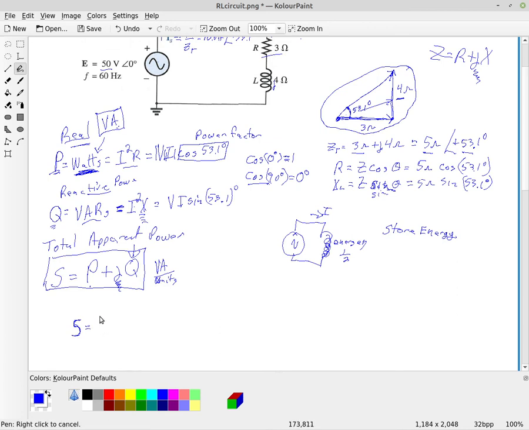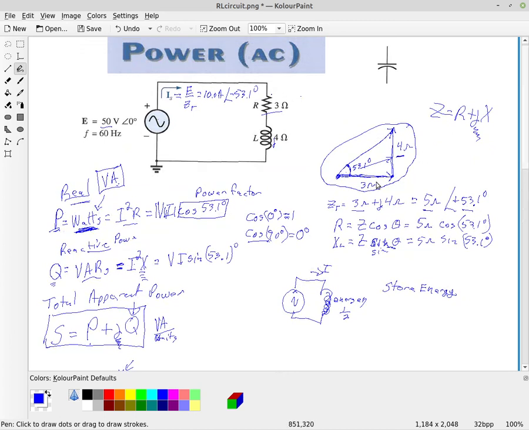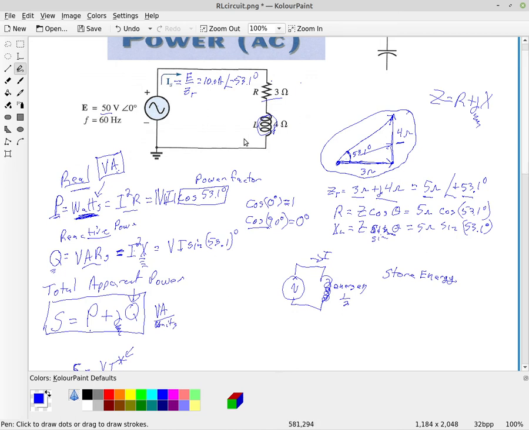All right, so now one way to calculate S, the total power, theoretically should be the voltage times the current, I. V times I. However, what they do is they put in the conjugate here. The reason for that is because, remember, in our circuit, the inductance was plus J4, and therefore the current had a minus 53-degree angle to it.